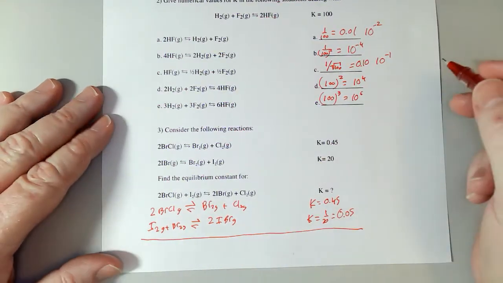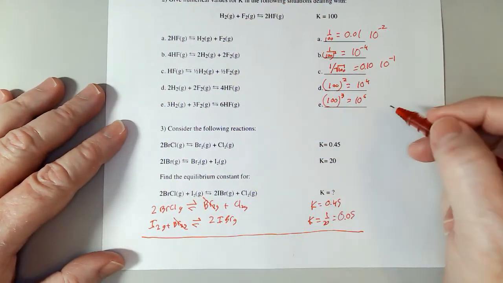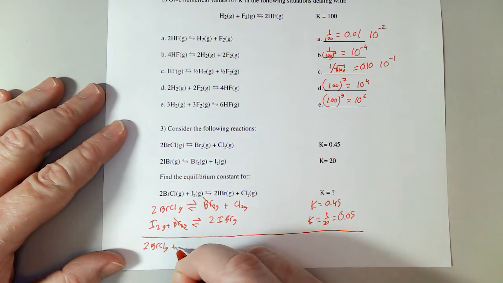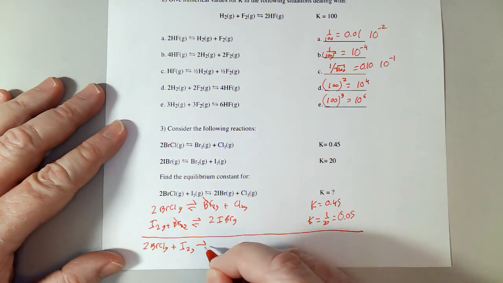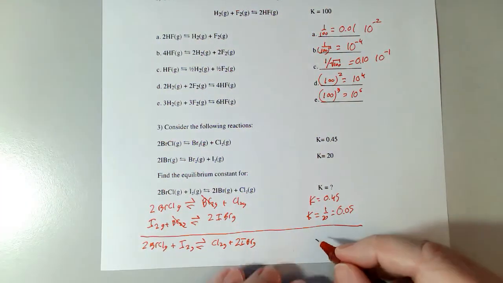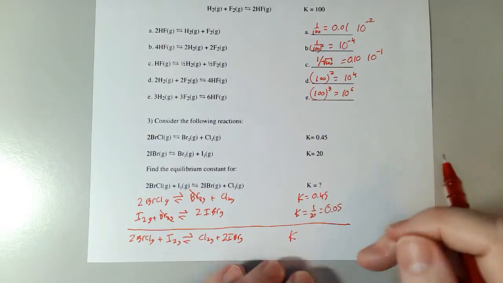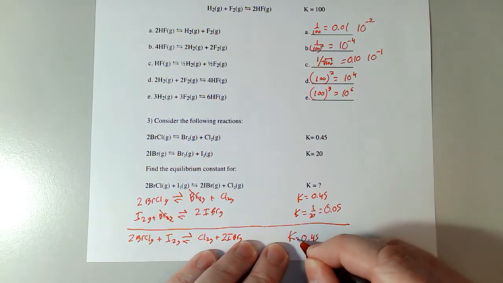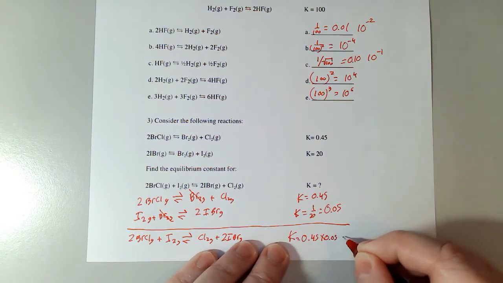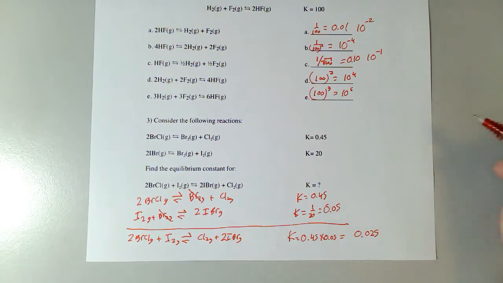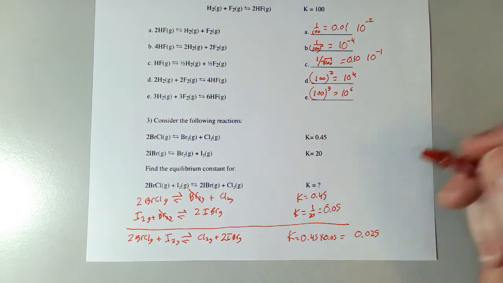So when I go and I add these together, the Br2's cancel. And I get my 2 BrCl gas plus my I2 gas to give me my Cl2 gas plus 2 IBr gas. And the K is going to equal these two multiplied together. 0.45 times 0.05, and that equals 0.025. So when you add equations together, you multiply the K's.